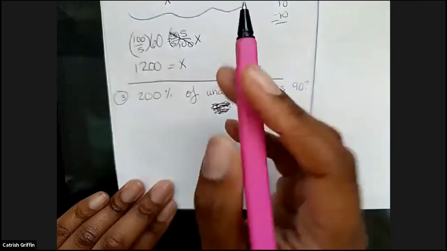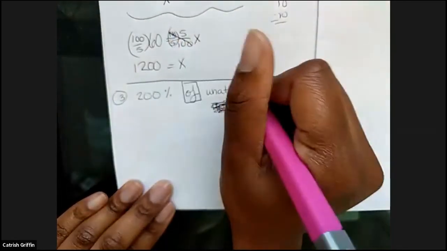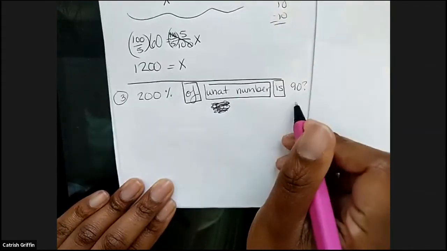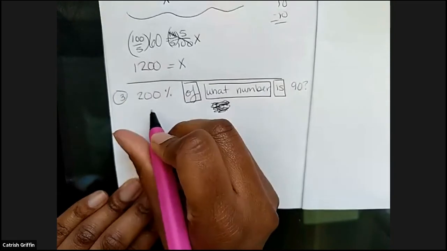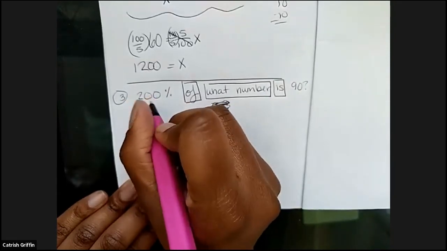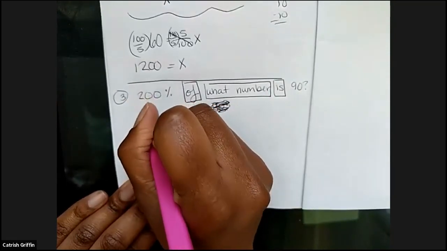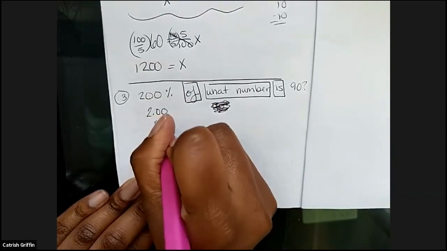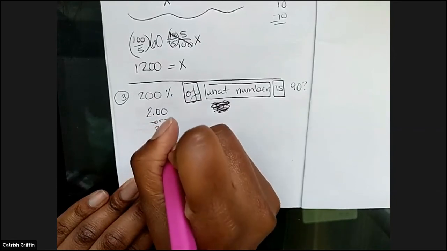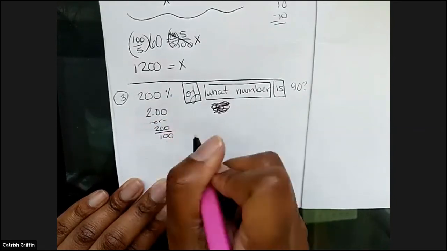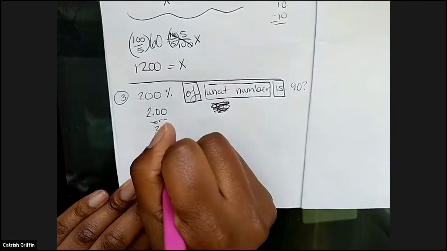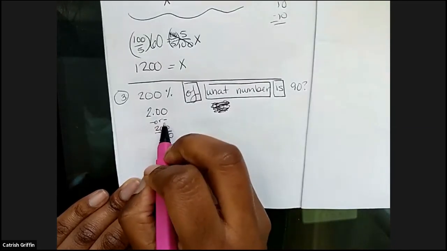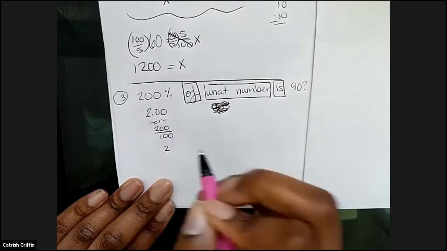I have 200% of what number is, and then 90. So 200% I can turn into a fraction or a decimal. If I turn it into a decimal, it would be 2.00. If I turn it into a fraction, it would be 200 over 100. I can simplify that and just make it a 2. I don't have to simplify it, but it's easy to see that 200 divided by 100 is 2.